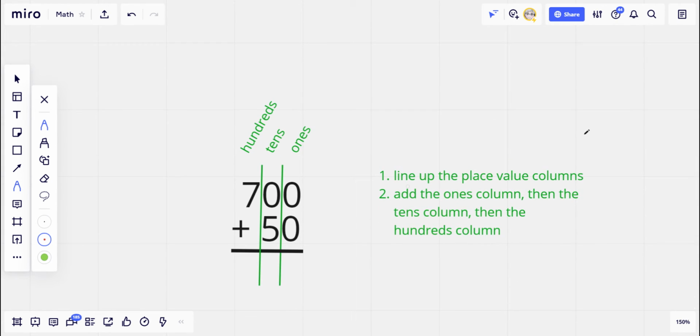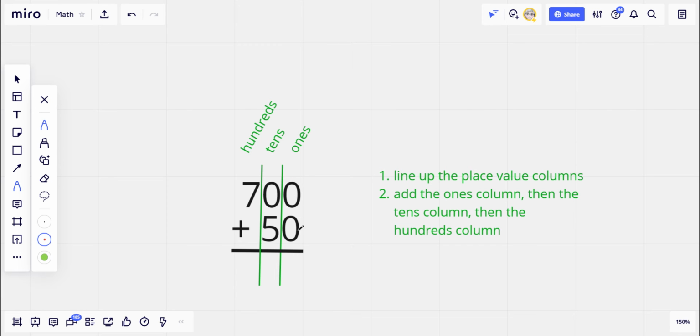The procedure you're going to follow here is the same as the one you've been using to add two-digit or three-digit numbers. You need to line them up so that the place value is the same. So I've got the 700 here, and then the 50 needs to be lined up so that the ones place is the same in both the numbers, and the tens place is the same. Once you've got them lined up, you can just add down the columns. And in these problems, we're not going to have to carry anything. It's going to be pretty simple.